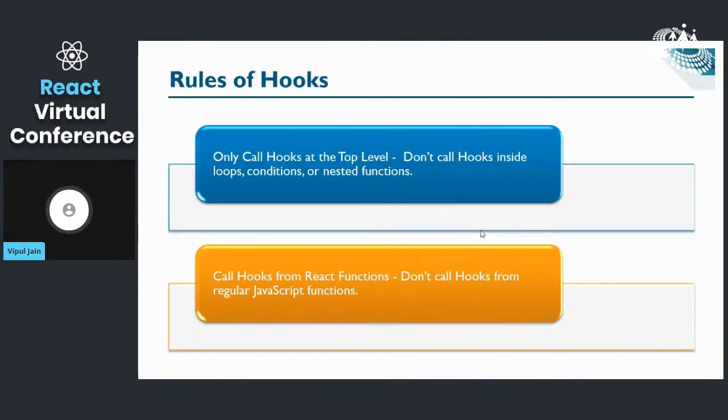That's what allows React to correctly preserve the state of the hooks between the multiple useState or useEffect calls. That's why the thumb rule of using hooks is that you need to use the hooks at the top level and not in any nested condition or inside for loops. So that's rule number one.